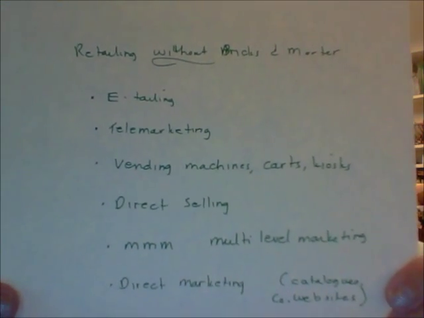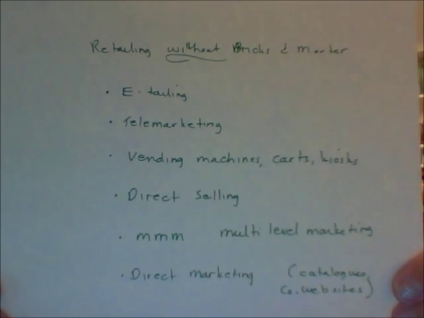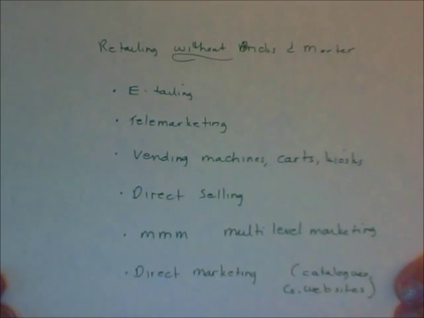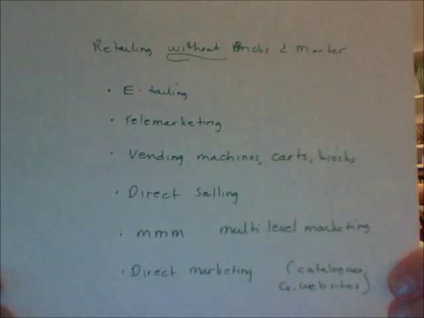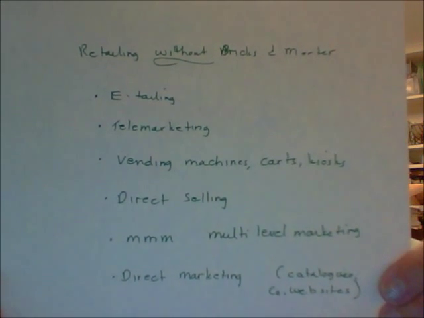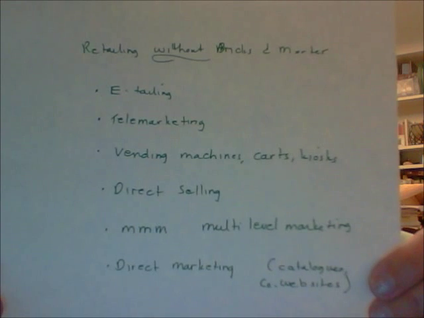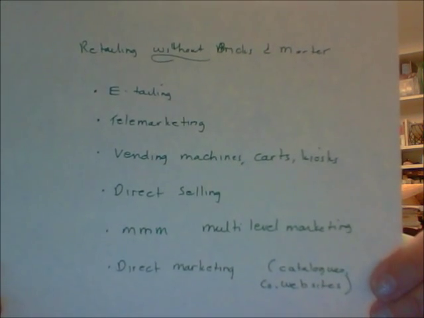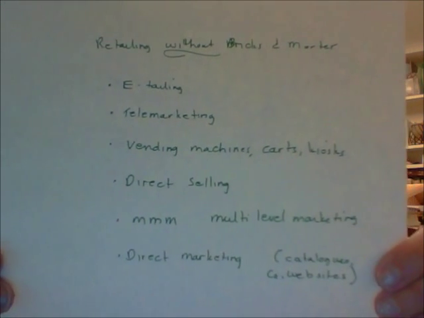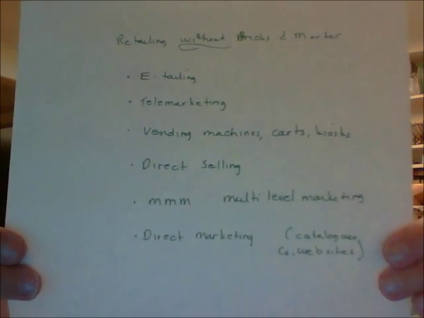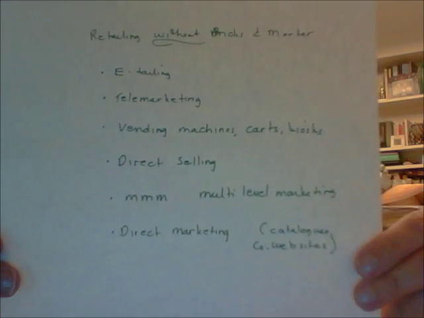Okay, let's talk about retailing without bricks and mortar. Here we go. E-tailing, that's pretty straightforward. That's internet retailing. Telemarketing, that's where people get on the phone and actually try to get other people to buy. That's gone down a little bit since the advent of the internet. Before, you used to get phone calls asking you if you'd like to buy windows or aluminum siding and that sort of thing, and that's kind of gone away. Partially also because of cell phones, is my guess.